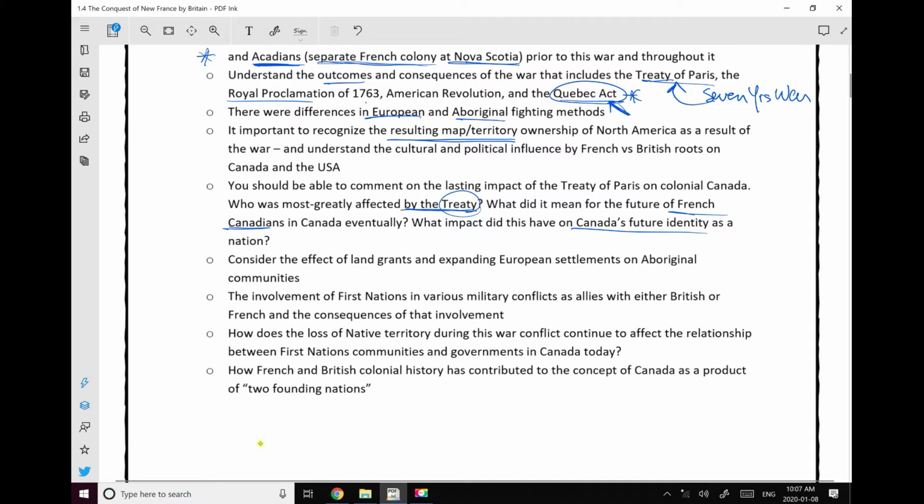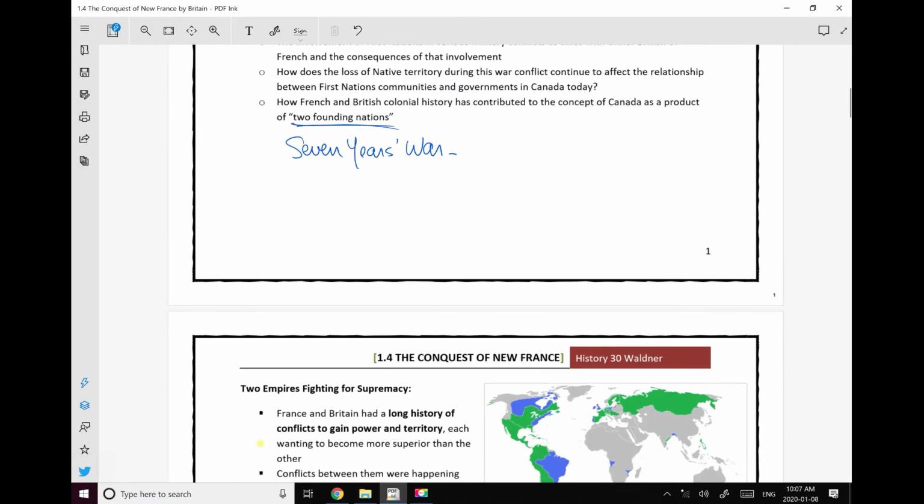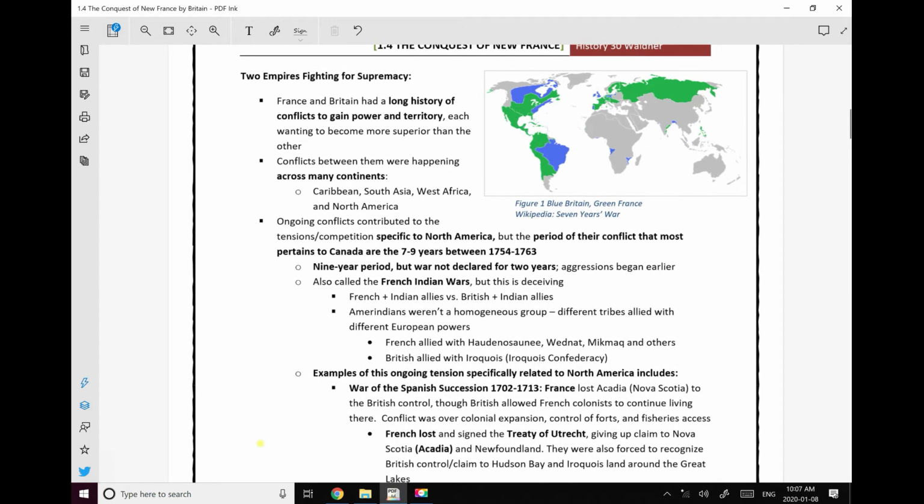There was an effect or an influence on Aboriginal communities and how they eventually grouped together. Just the idea that we have two founding nations, it really all comes from this war, which is the 7 Years' War. Okay, so that's what we're talking about. And like I said, you had a number of classes to review and study this yourself, so hopefully a lot of this is just going to fill in the blanks.